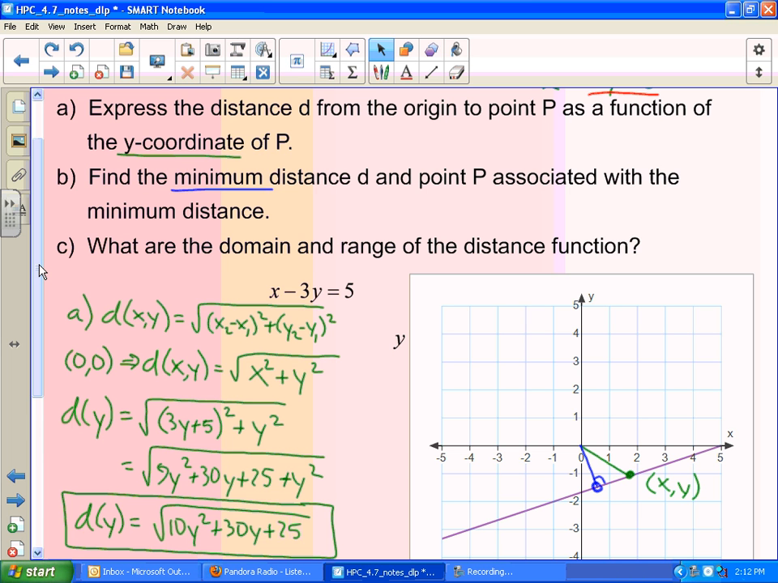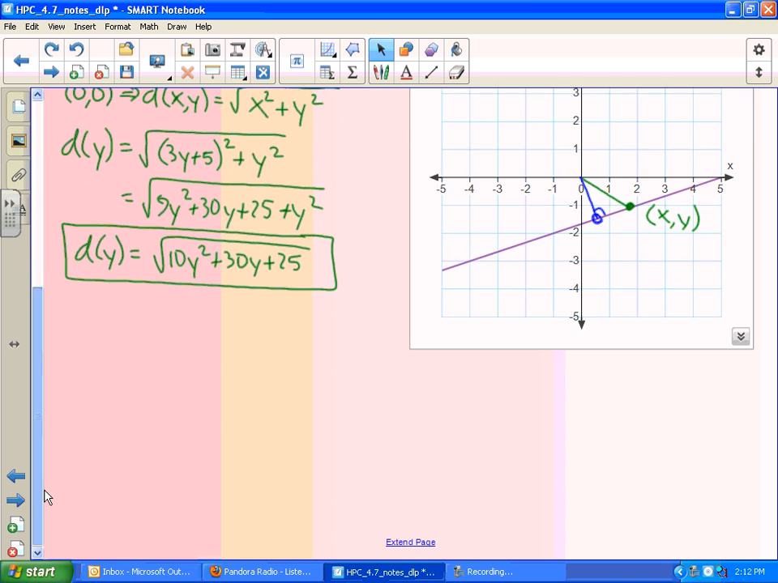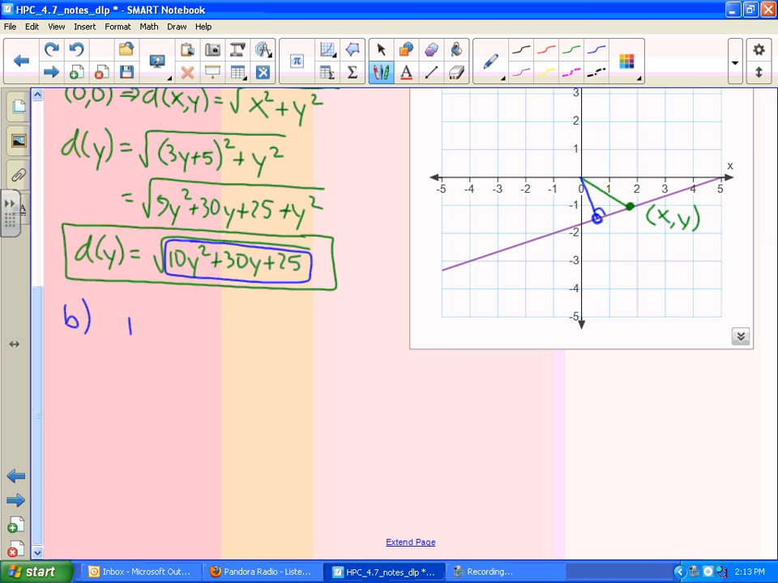There is another one. We're going to peek now at our distance as a function of y, and we're going to focus in on that part of this distance function, the 10y squared plus 30y plus 25 piece. And then we've got this word here.